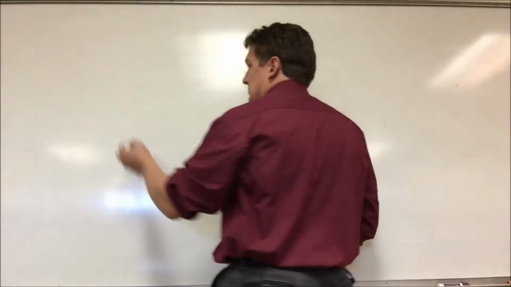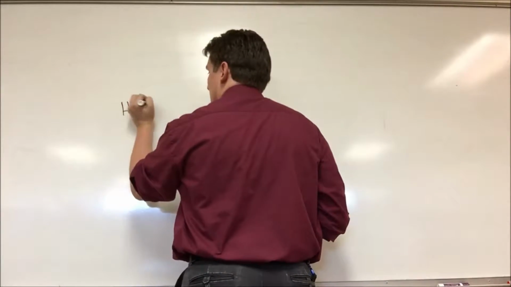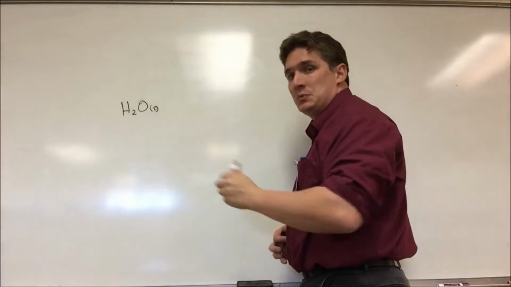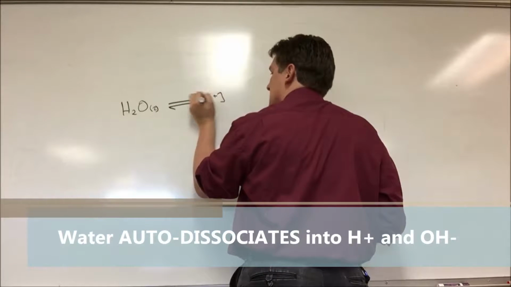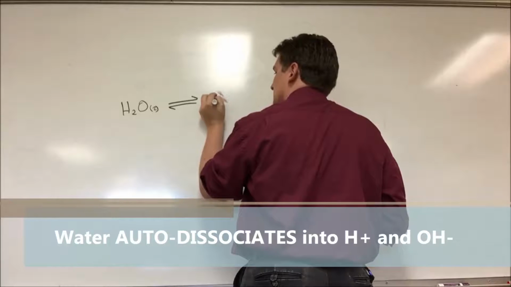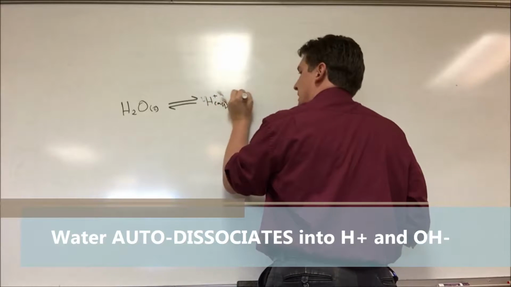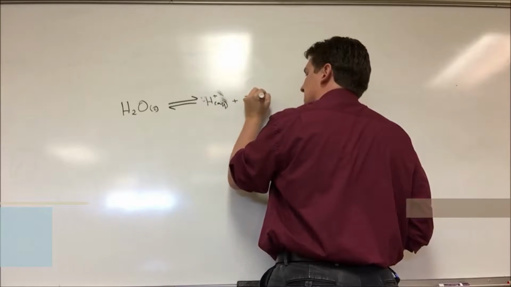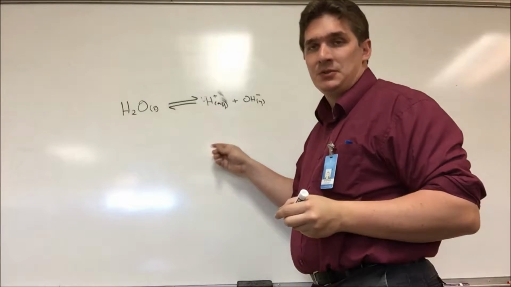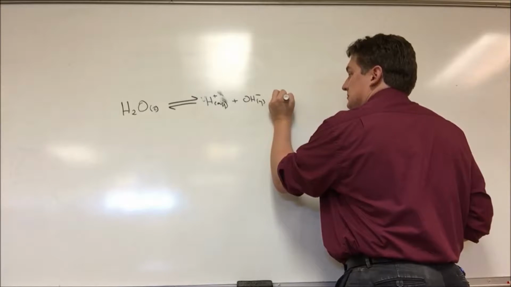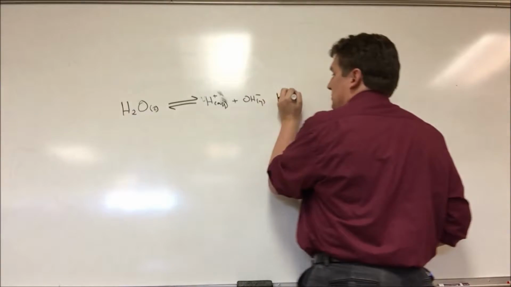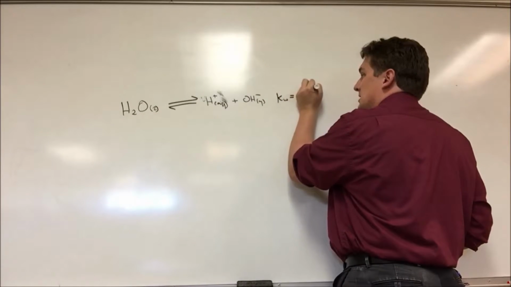So liquid water, H2O(l), will do what's called auto dissociation. It will break apart into H plus and OH minus. And again, some professors will say this is H3O plus. It's not going to change our answer. This has an equilibrium constant, Kw. Now, Kw is equal to, at room temperature, 10 to the negative 14.